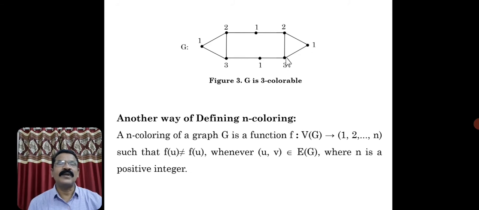So now come to this vertex. Now you cannot use 1 because these two are adjacent vertices. Even you cannot use the second color because these two are adjacent vertices. So 1 you cannot use, 2 you cannot use, but you can use the third color. So come to this vertex.